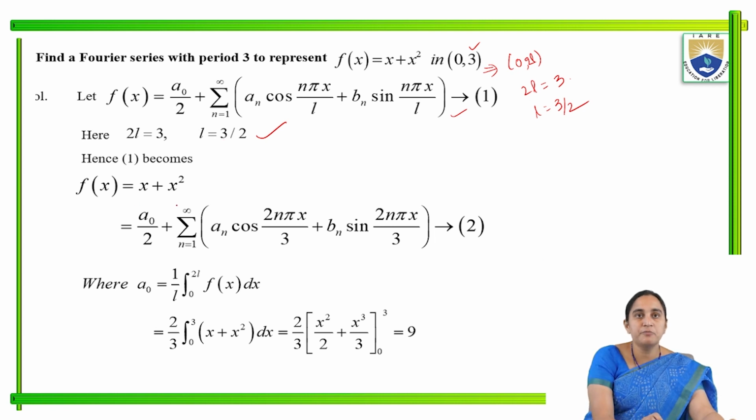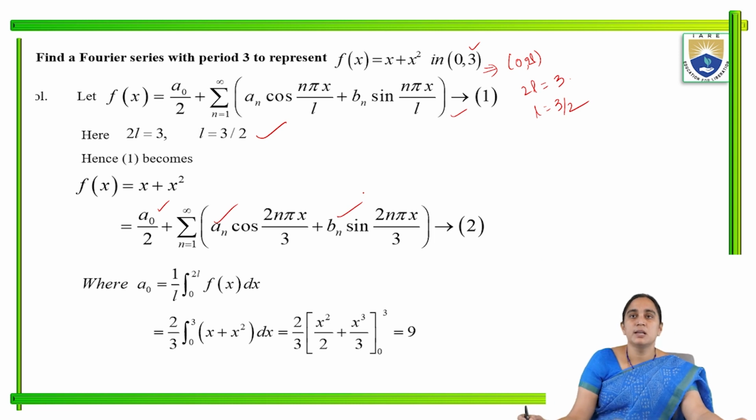For that, what about f(x)? x + x square = a naught by 2 plus sigma n = 1 to infinity of an cos(2n pi x by 3) plus bn sin(2n pi x by 3), since L value is 3 by 2. This is the formula. Let us take that as the second equation. For that, I am finding a naught, an and bn values.